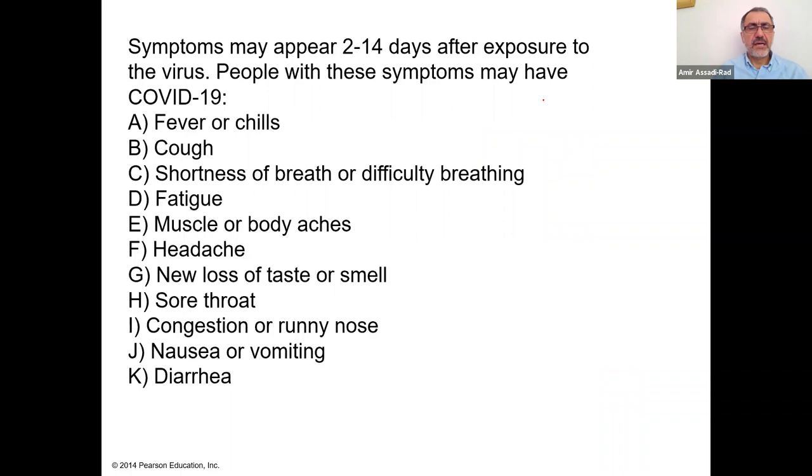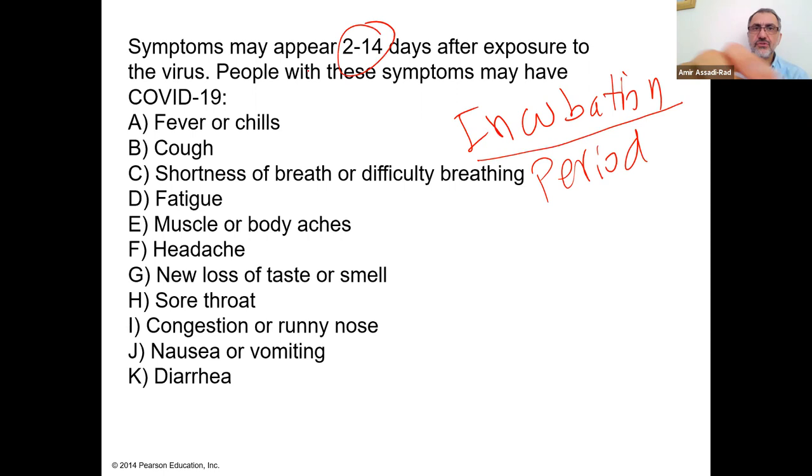Symptoms of COVID-19: they call it the incubation period, if you would. The incubation period is 2 to 14 days. After exposure to the virus, people with these symptoms may have COVID-19: fever and chills, cough, shortness of breath and difficulty breathing, fatigue, muscle and body aches. Yes, that happens. Not everybody has all of these symptoms, but these are common symptoms. Headache, loss of taste and smell, which usually comes back, okay? And sore throat, congestion or runny nose, nausea and vomiting and diarrhea.